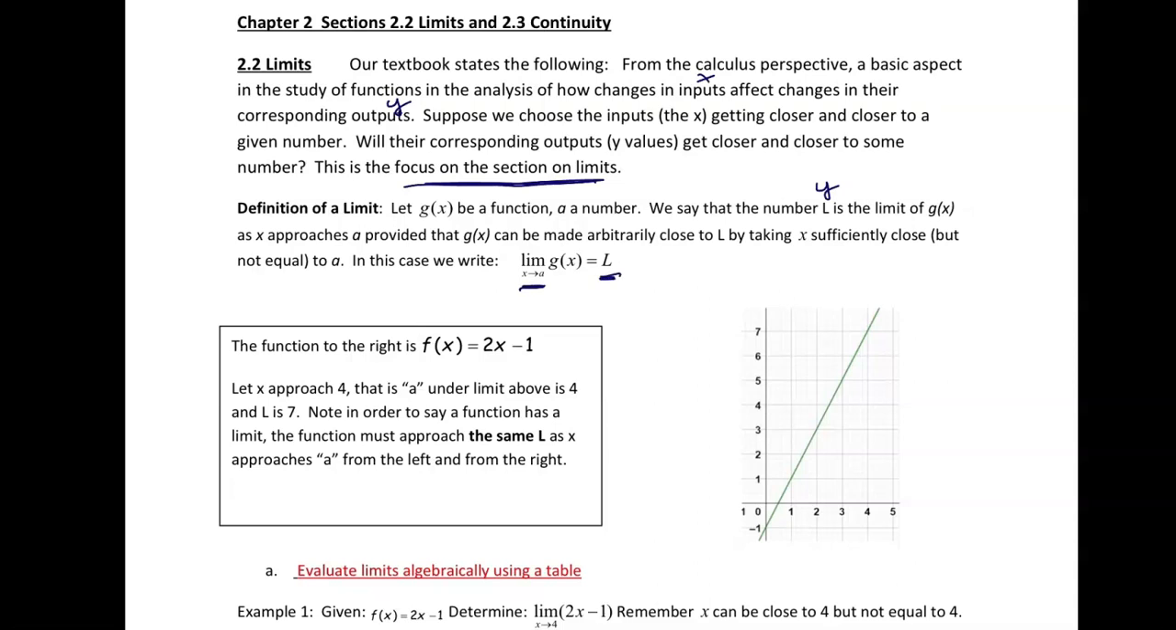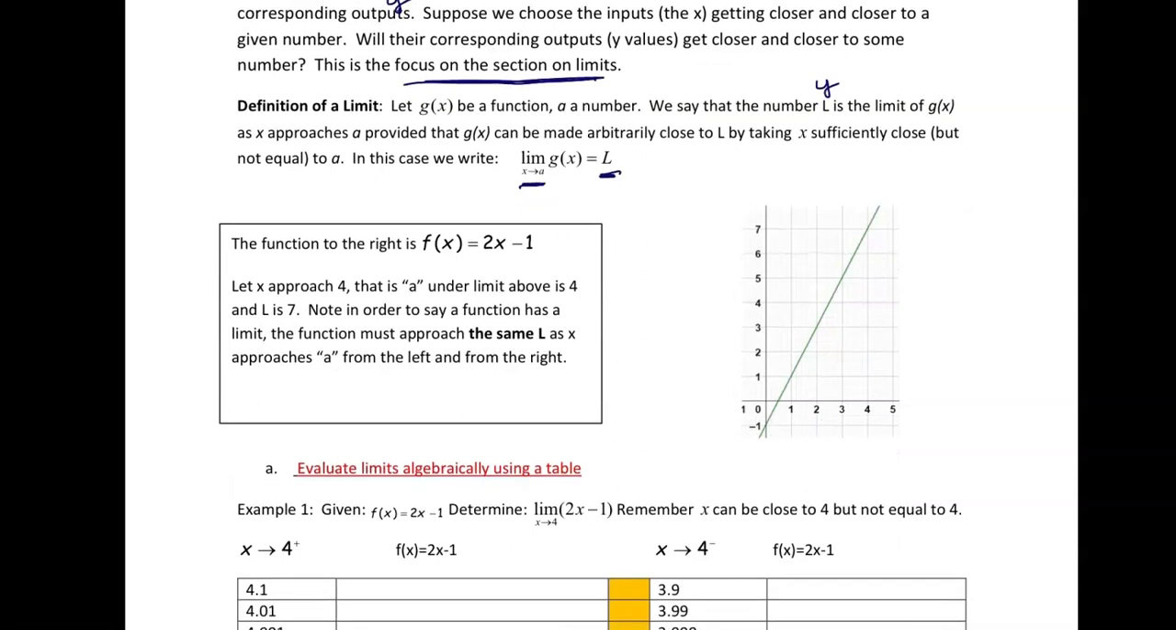That's a limit. So now let's look at this function to the right. It's a very basic function: f of x equals 2x minus 1. We know from the last section that that's a linear function. It's also a polynomial of degree 1. So let x approach 4. Where is 4? 4 is right here. So x is approaching 4.